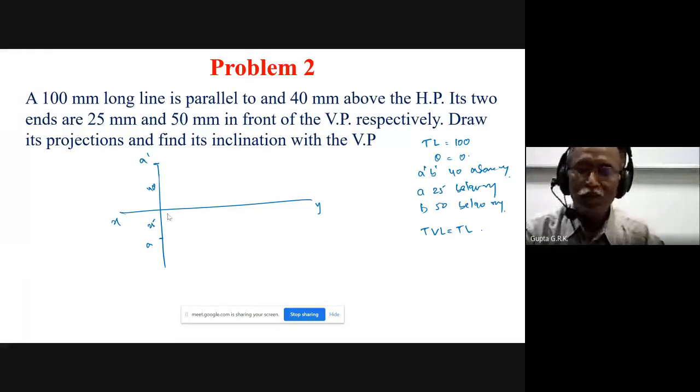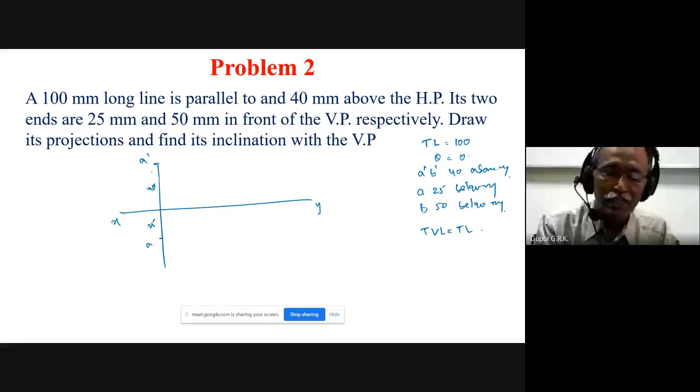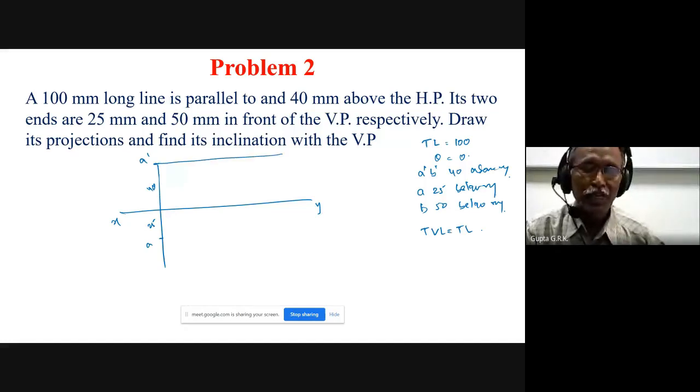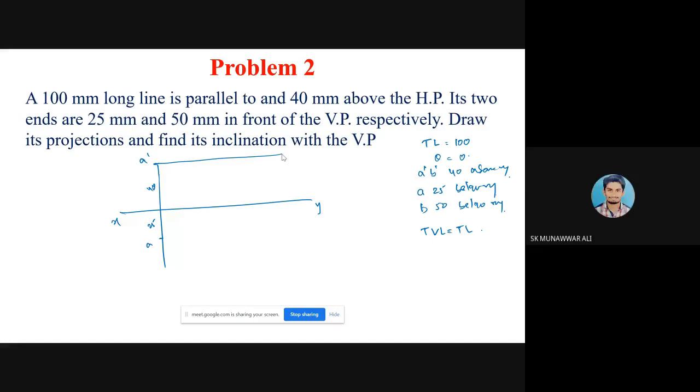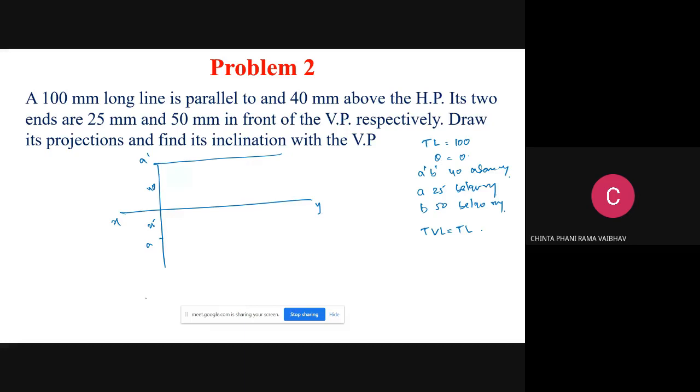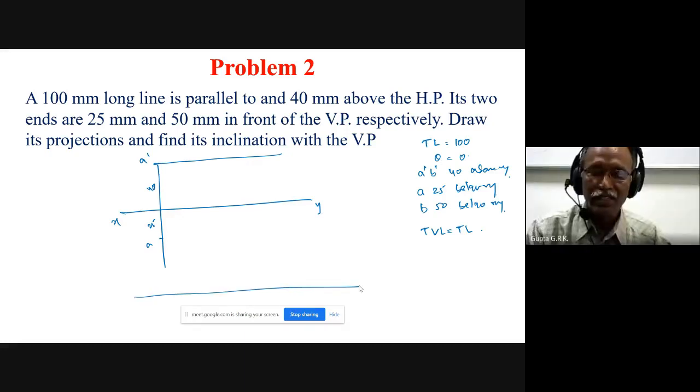And now what can be made? Because theta is 0, A dash B dash is parallel to XY. B dash should be on that line, but I cannot know anything there yet. And what about B? B is 50 below XY, but where is it? Let us assume and draw like this. Okay, 50 below, I draw a line.